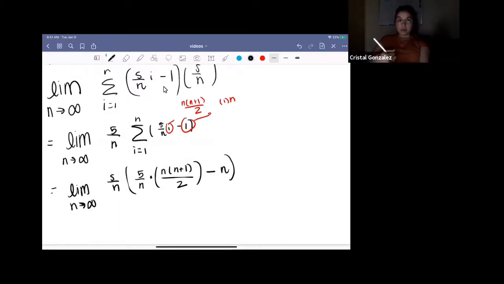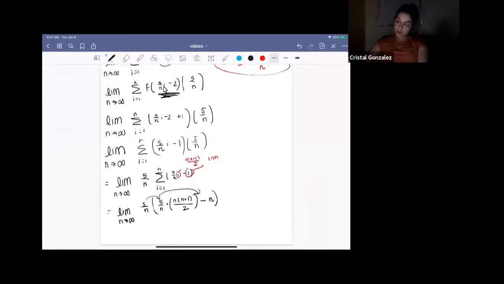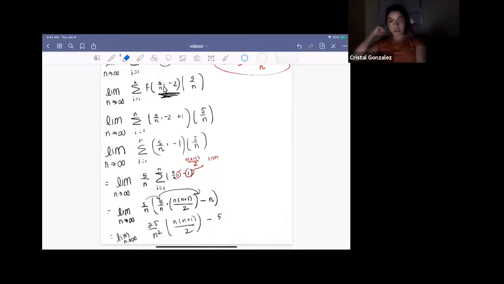Okay, perfect. And now what we can do is we can actually just evaluate this. So what you can do here is, yes, you can distribute that 5 over n over. And if we distribute that 5 over n over to both values over here, we'll get the limit as n approaches infinity of 25 over n squared times n times n plus 1 over 2, and then minus 5 over n times n, which is going to give me negative 5n over n, which is the same thing as just 5 itself. So I don't really need to write that.